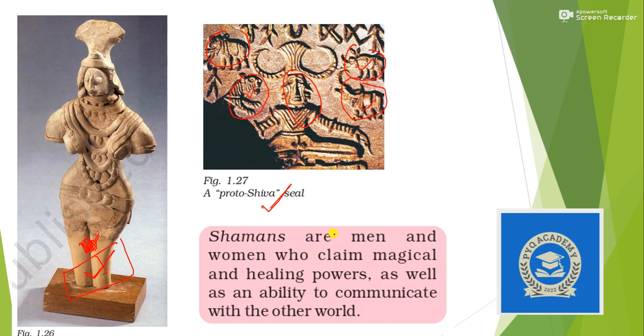Okay, then remember this statement: shamans are men and women who claim magical healing powers as well as an ability to communicate with the other world. That means it also says that black magic was present in the Indus Valley civilization.